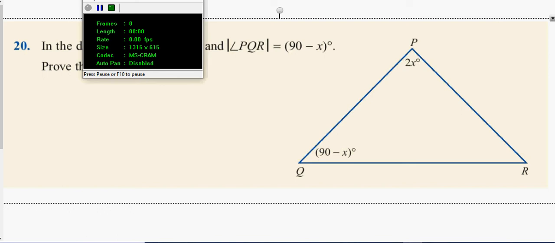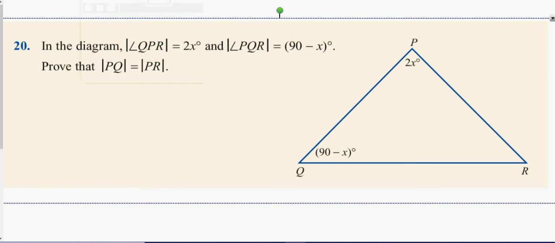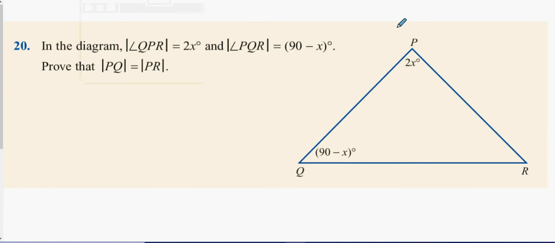Exercise 6.1, we have the following diagram: the triangle PQR. In the diagram, the angle QPR, keep an eye on the middle letter, QPR is 2x, angle PQR is 90 minus x. Prove that PQ equals PR. So essentially prove that this angle here is the same as this one here.